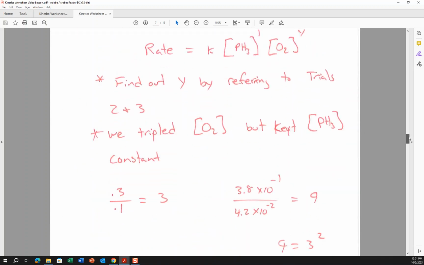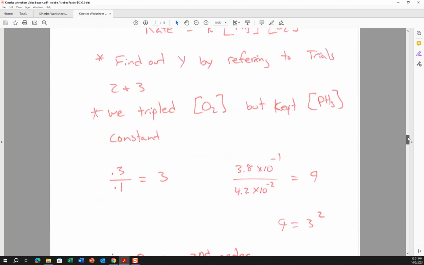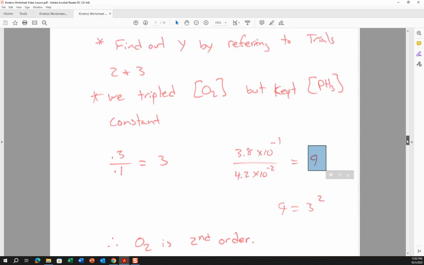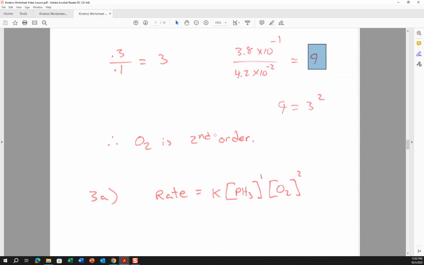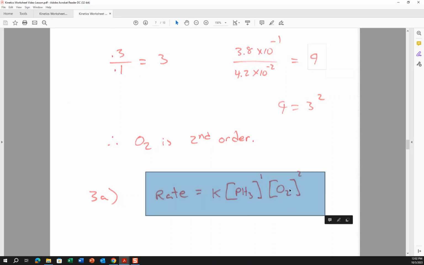So let me go and kind of explain that, all right? So again, for the oxygen, we're looking at trials 2 and 3. We tripled the concentration of O2. We kept the concentration of pH3 constant. So if I did 0.3 divided by 0.1, right, that's me tripling the oxygen. And then dividing the rates by each other, the rate got multiplied by 9, which happens to be 3 squared. So that's telling us that oxygen is second order. So the answer to 3A is that.